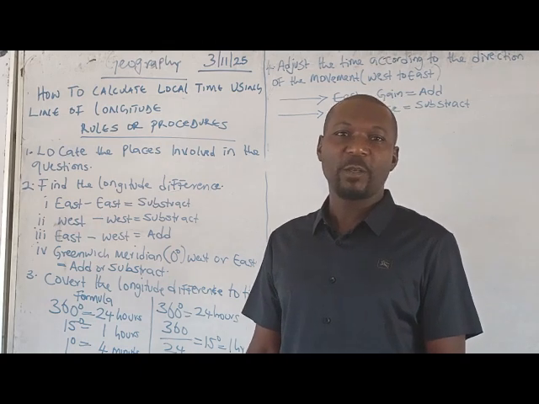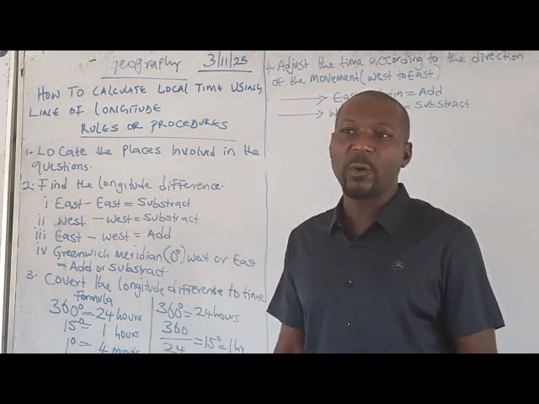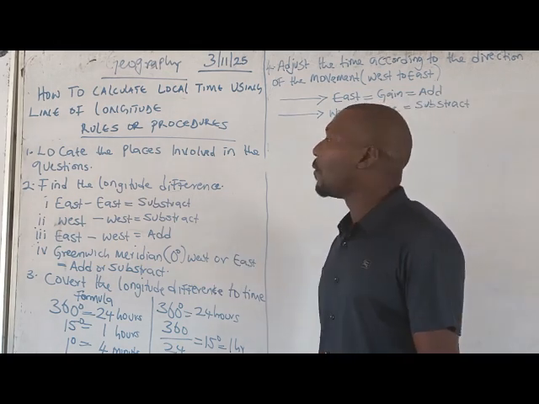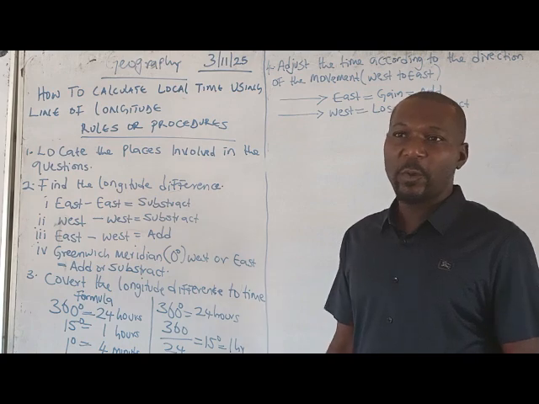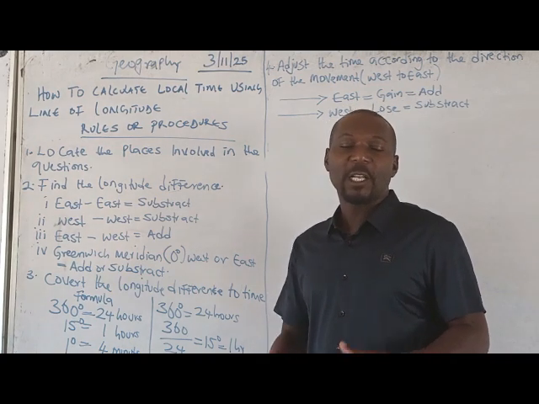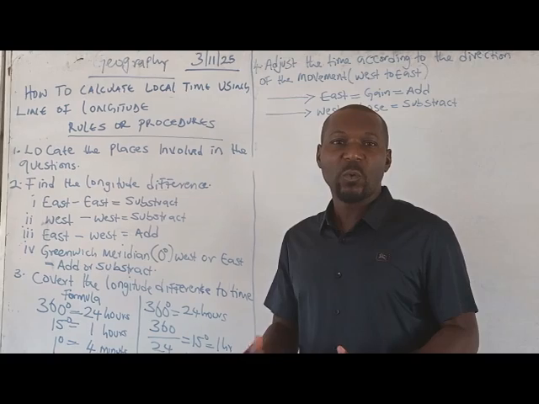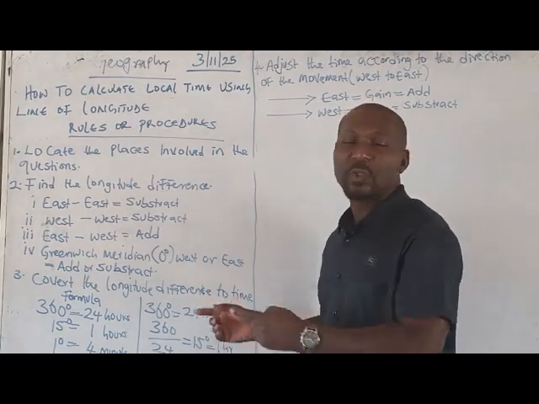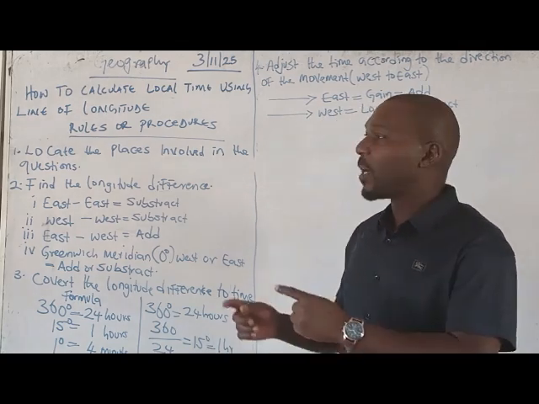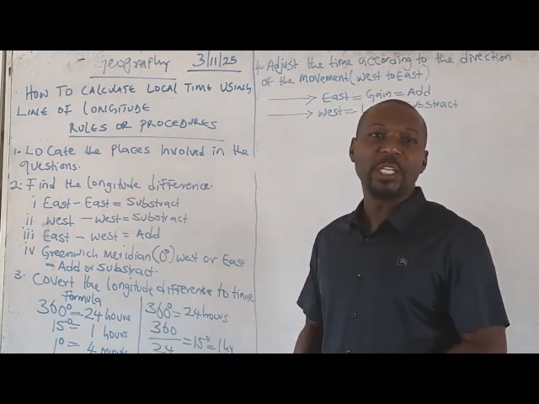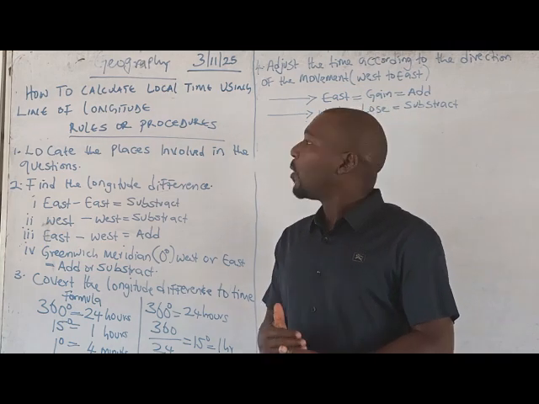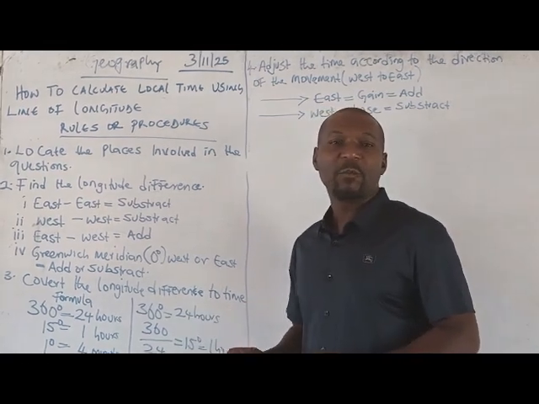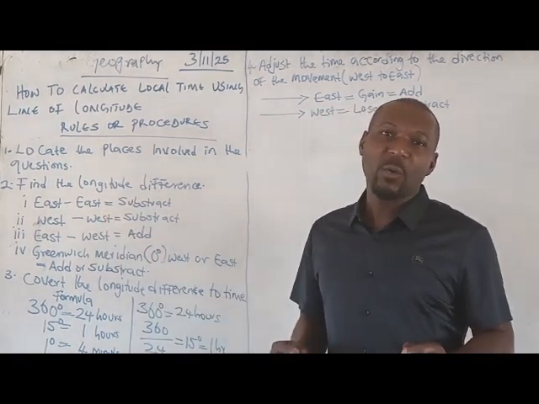I'll be taking a scheme of work on SS1 work, which will be looking at how to calculate local time using line of longitude. In our previous lesson we discussed longitude and latitude. Both the line of longitude and the line of latitude are imaginary lines that are drawn on the globe.